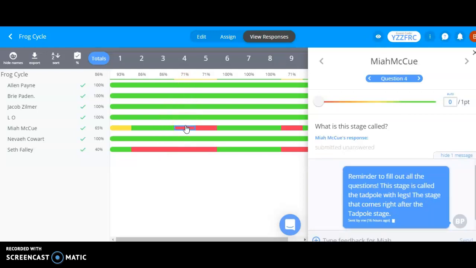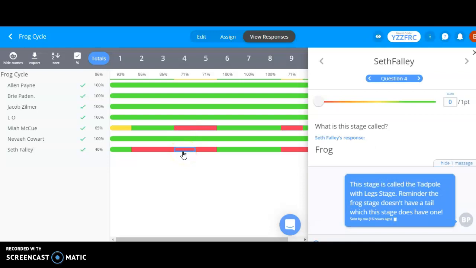And then my fourth question is, what is this stage called? Just a reminder, Maya, to fill out all the questions. This stage is called the tadpole with legs, the stage that comes right after the tadpole stage. Then Seth responded with a frog. Just a reminder, Seth, that the stage is called the tadpole with legs stage. Reminder, the frog stage doesn't have a tail, which this stage does have one.